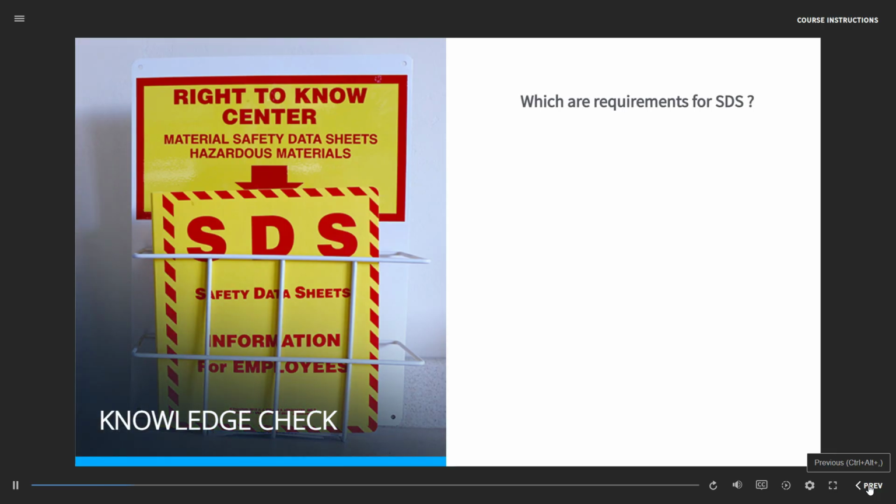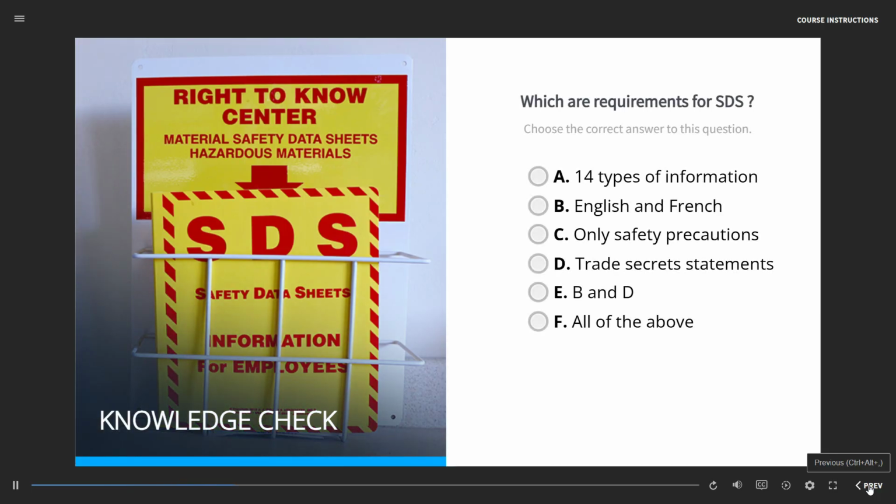Select the correct response. Which are requirements for SDS? A: 14 types of information. B: English and French. C: Safety precautions only. D: Trade secret statements. B and D, or all of the above.